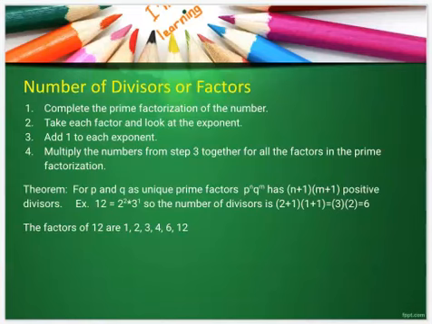So for example, if we do the prime factorization of 12, we get 2 to the second power times 3 to the first power. So the number of divisors is we take the 2 in the exponent on the 2 and we add 1 to it. We take the 1 in the exponent on the 3, we add 1 to it. So we get 3 times 2 is 6. And then if we wanted to list all the factors of 12, they come in pairs. So 1 and 12, 2 and 6, and 3 and 4. So there are 6 factors of 12.